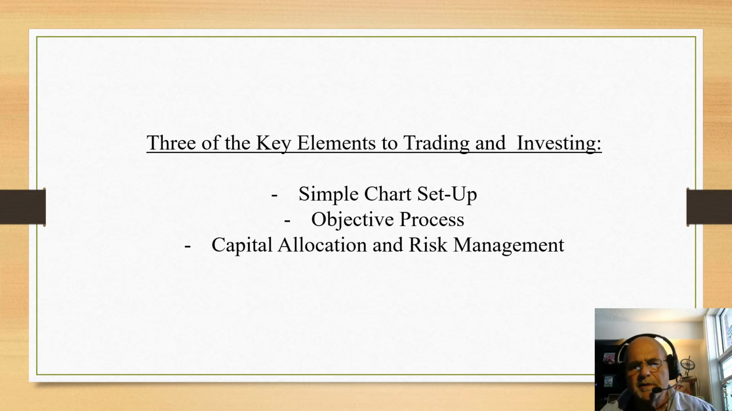Okay, now I've mentioned that there are three key elements to trading and investing, and there are other underpinnings which we cover in the book. But for now, if you take a look at these things as we go through them briefly in this video, and you come out of it and you say, yeah, I get that, then this is definitely the road for you. We're going to start with the simple chart setup and why that's important, the objective process, capital allocation, and risk management, which is actually the most important part of trading.